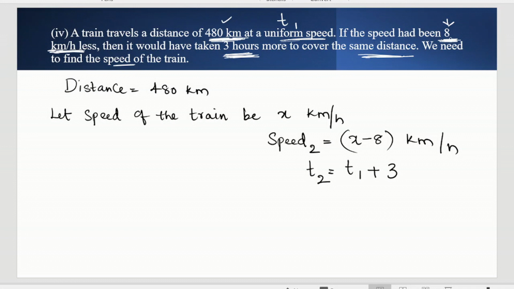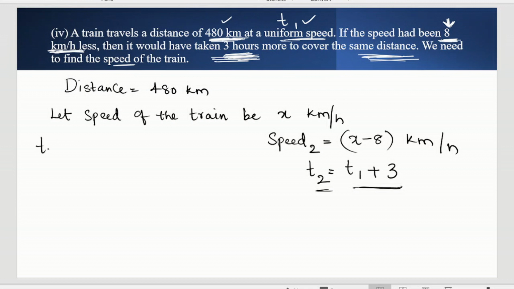So see here once again, T2 is the new time when you are lessening the speed of the train. When you lessen the speed by 8 kilometers per hour, it would have taken 3 hours more to reach the same destination. In the first scenario, the train is taking T1 time. In the second scenario, it is taking 3 hours more. That is the reason I have taken T2 equals T1 plus 3.